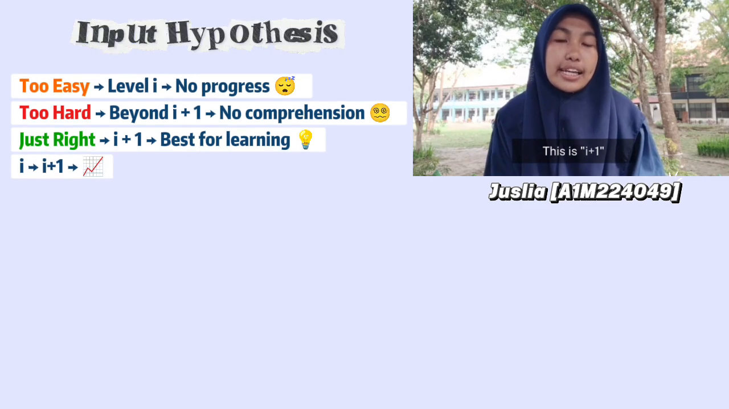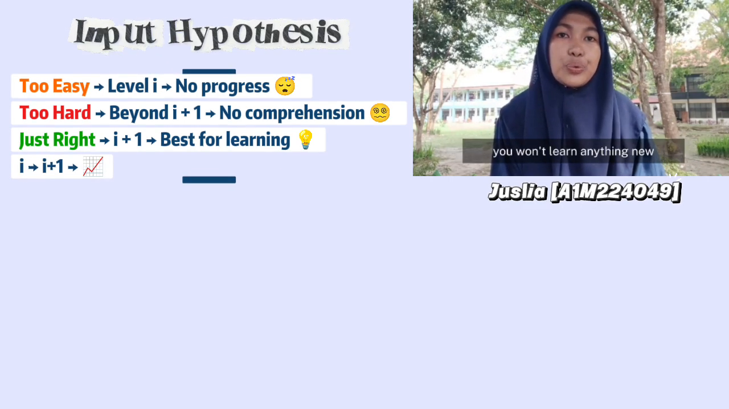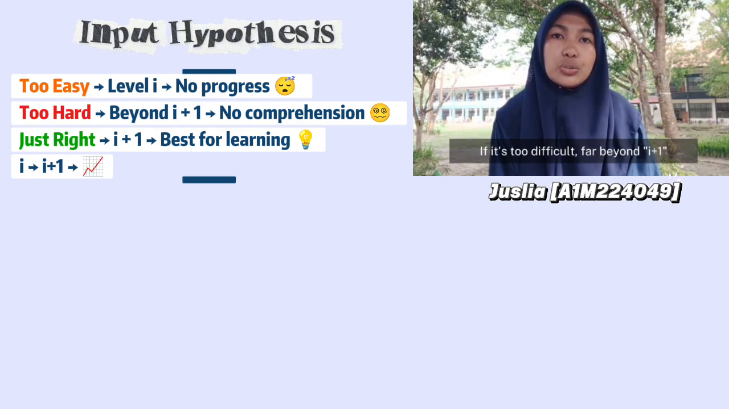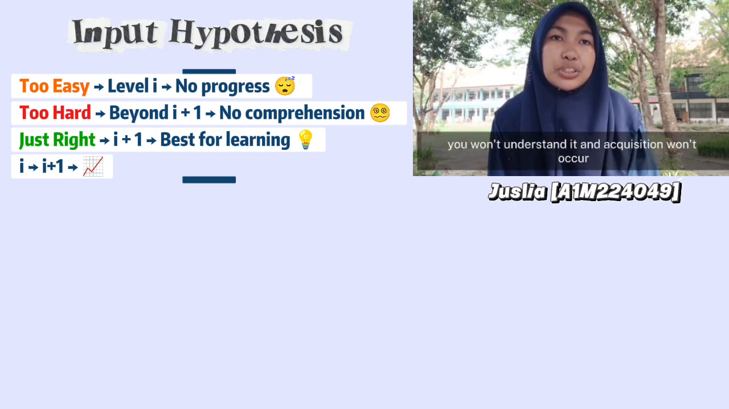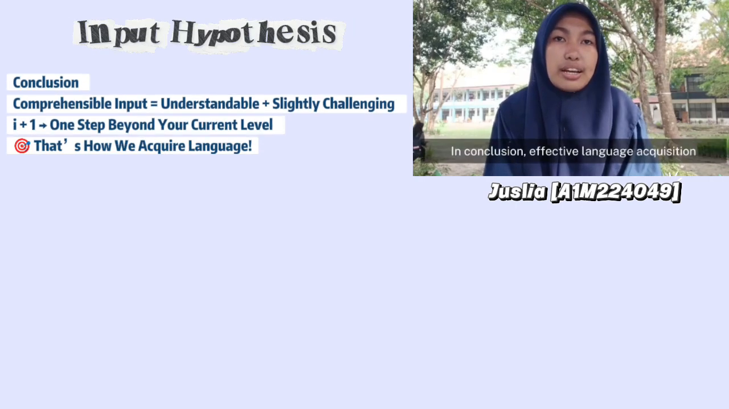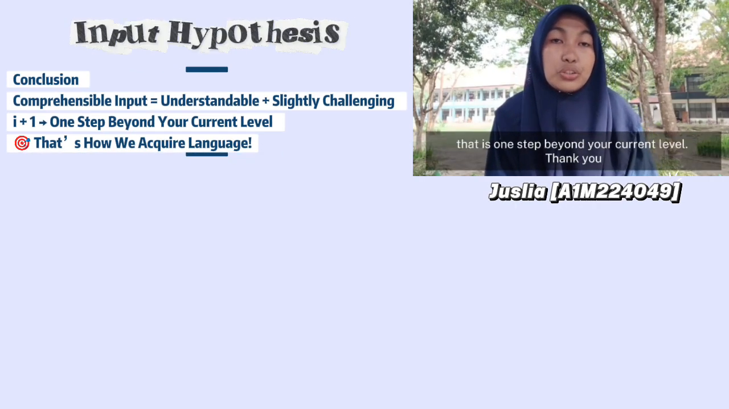This is i+1. If the input is too easy, at level i, you won't learn anything new. If it's too difficult, far beyond i+1, you won't understand it and acquisition won't occur. In conclusion, effective language acquisition depends on receiving comprehensible input that is one step beyond your current level.